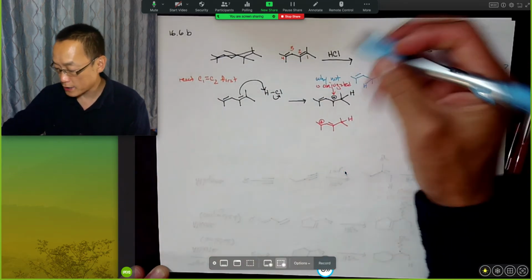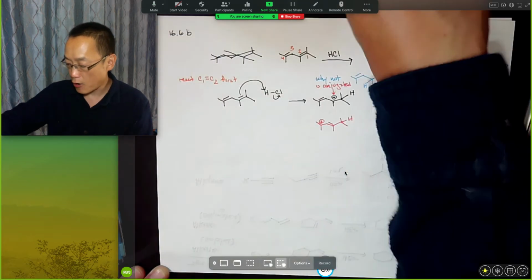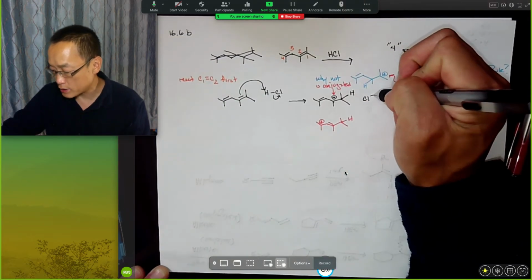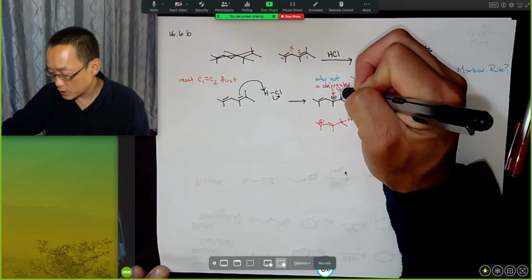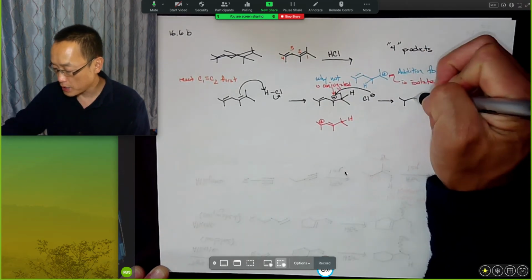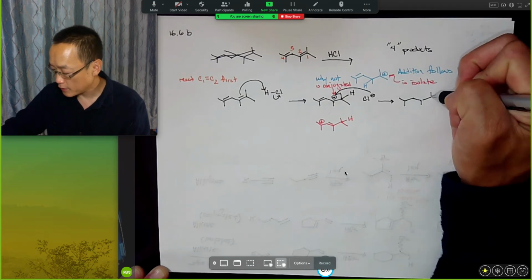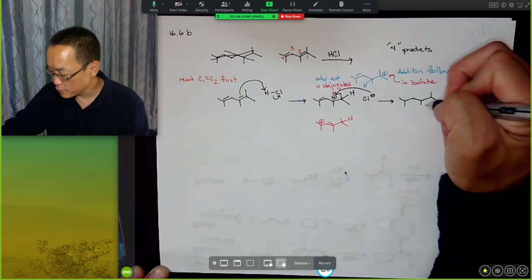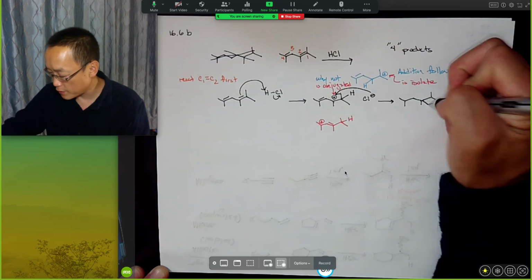And so at this point in time, then we know that chlorine addition to this plus charge right here will result in the formation of a new chlorine bond right over here.